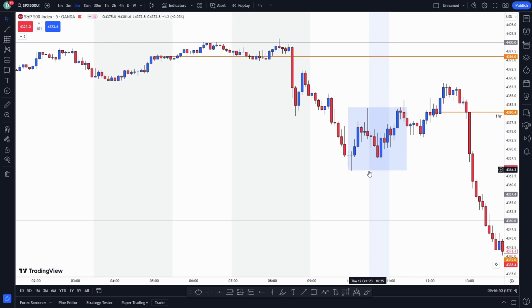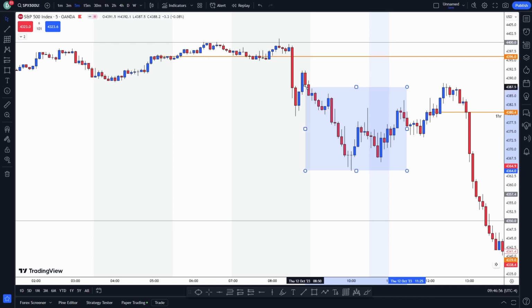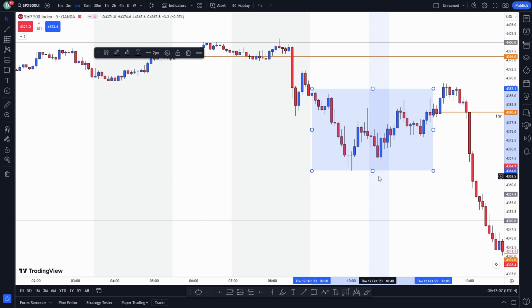Okay, so now how do I get to know that the price is in a dealing range? This is the high, and right over here. So see, this is our dealing range. Where's the price? Inside the dealing range. So what does it mean? No trading on that day.